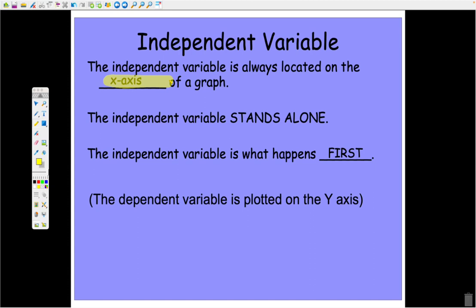Independent variable is the x variable. It's the one that stands alone, meaning its value doesn't depend on whatever your dependent is. It stands alone. The value of it is not based on anything else, and I'll show you what that means in a minute. It always is what happens first, okay? Because this is on the x-axis, that probably gives you a hint that the dependent variable is on the y-axis.